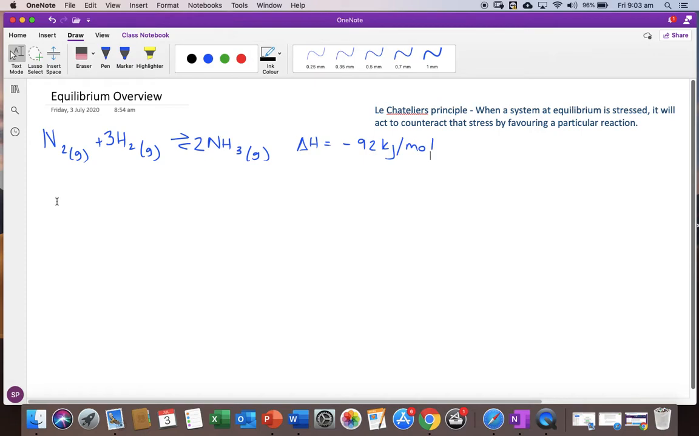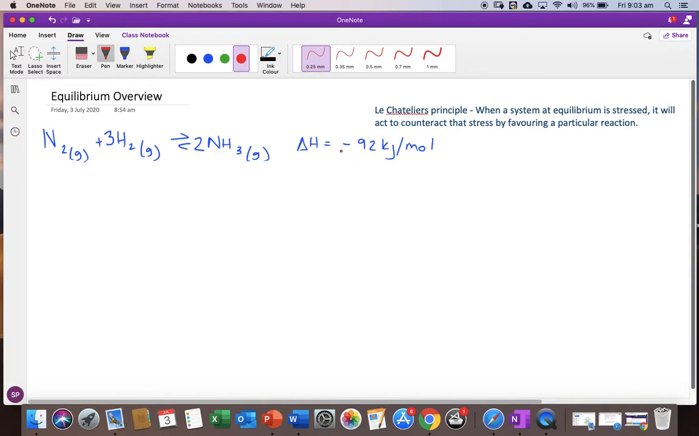Okay, so it's just a bit of an equilibrium overview, how to tackle questions that are asking you about shifts in equilibrium and about stresses that are being applied. The reaction that we're going to look at is for a process called the Haber process, which is the industrial production of ammonia. I chose this reaction because we've got an unequal number of moles in reactants versus products, and we've also got an exothermic forward reaction, which means we can talk about all the different stresses that can be applied to a system.